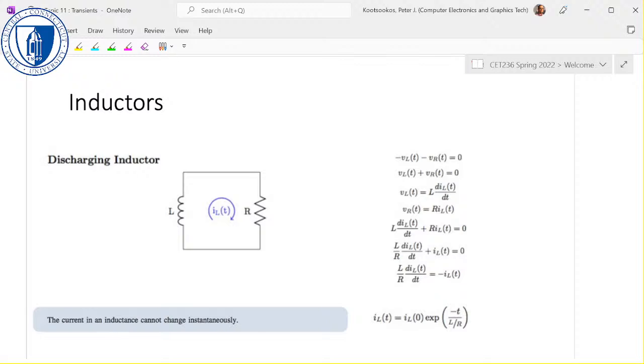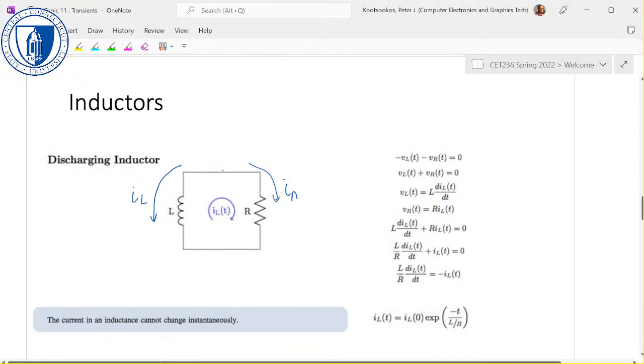I'm not going to go through this in quite as much detail, but it's exactly the same derivation, except now we're talking about inductors, right? And again, we've got our IL and our IR. And with that node, here's our KCL equation.